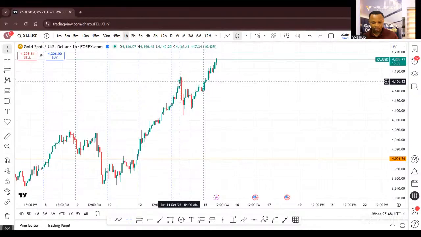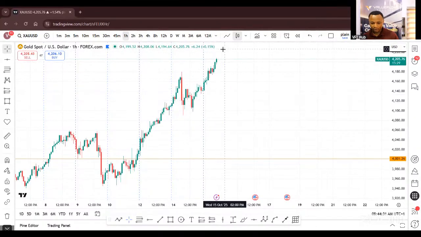I think there was a good buy setup yesterday on gold. When it retraced to this level around here, this was a good buy setup to the upside. Right now, gold has traded to premium. We'll just wait for it to get to a discount level, and then we would buy. Now I'm talking about the discount level.